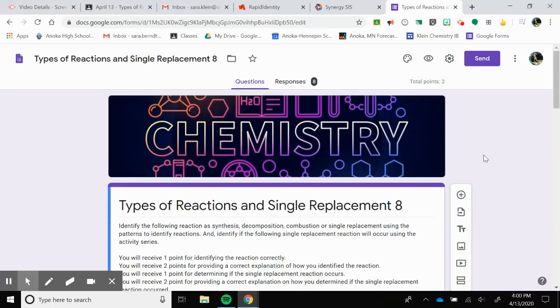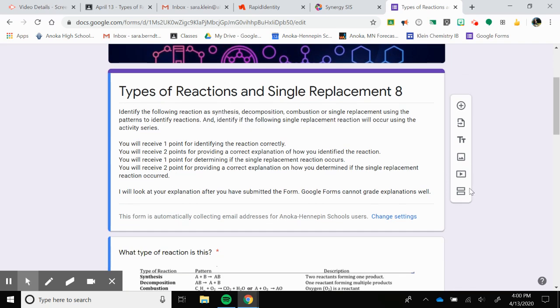Hey guys, so I just wanted to talk about how the types of reactions and single replacement forms went for people yesterday. There were a variety of different forms that people received, so most people will not have seen this form specifically, but it's going to be a wonderful example anyways, because you were all asked to do a very similar problem set. So we see the instructions and it's telling us that we're going to identify the following reactions as either synthesis, decomposition, combustion, or single replacement using the patterns that we've been provided.